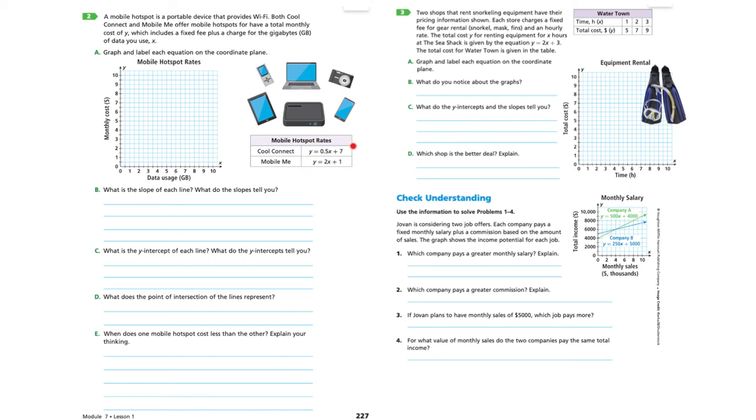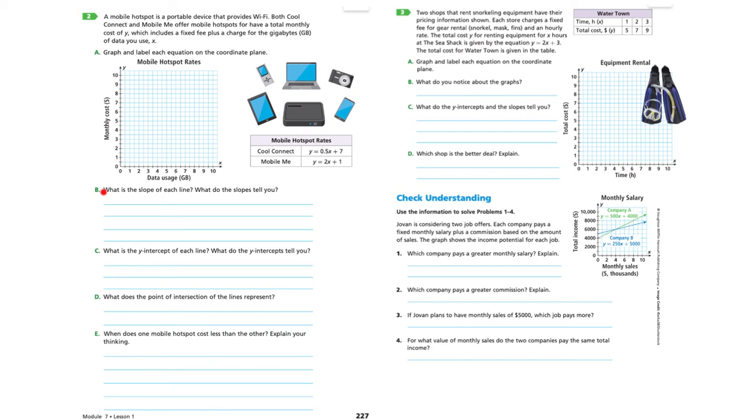So here they give you these equations, and they're in the form y equals mx plus b. Both of them are in that same slope-intercept form that you know. So they want you to graph these lines. And then b, what is the slope of each line? What do the slopes tell you? C, what is the y-intercept of each line? And what do the y-intercepts tell you? So again, you can use these equations to find both the slope and the y-intercept if you remember that y equals mx plus b is slope-intercept form, where m is the slope and b is the y-intercept.